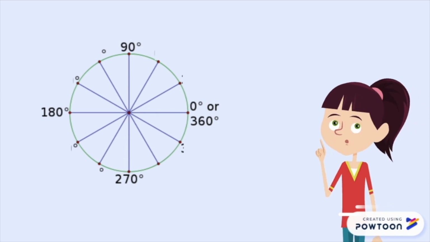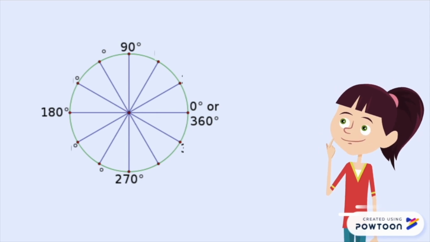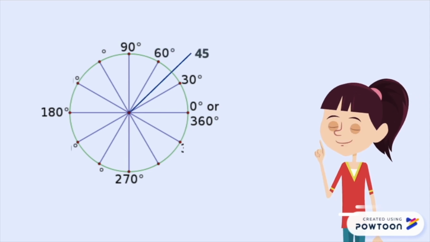But what if the angle isn't one of these big ones? Here are some common angles: 30, 45, and 60. Since this is between 0 and 90, we can find these angles right there.